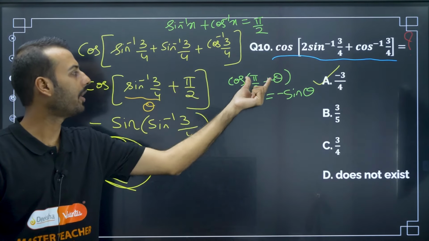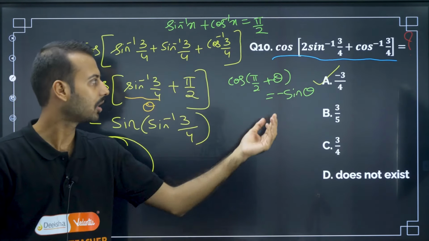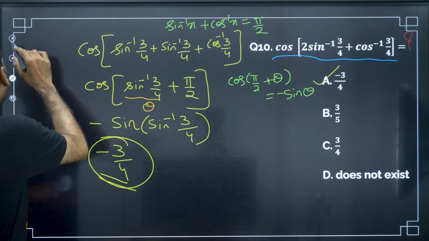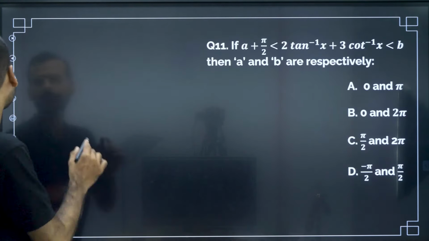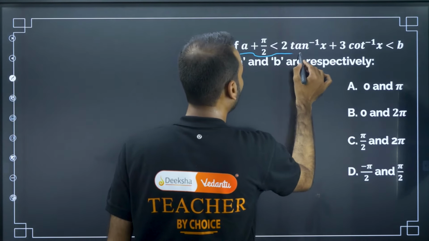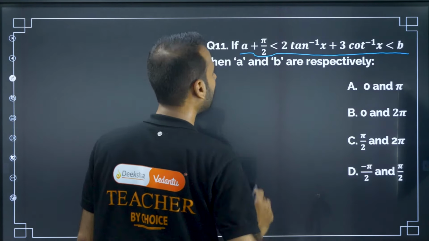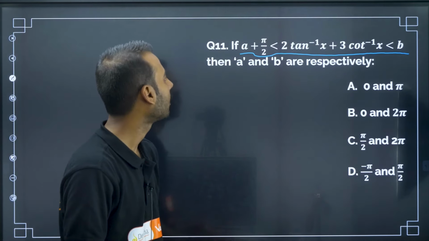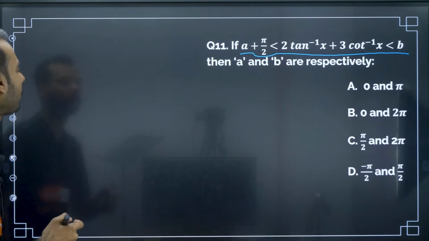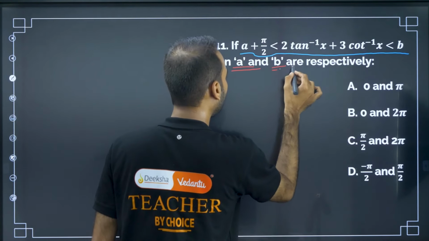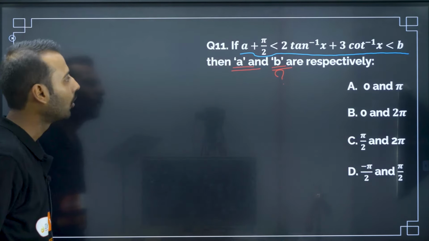Just two identities you should be knowing, and then with simplification, within 30 or 40 seconds you will get the answer. Moving on to the next question. They have given one identity: a plus pi by 2 less than 2 tan inverse x plus 3 cot inverse x is less than b. Then a and b are respectively what? That is what they are asking.